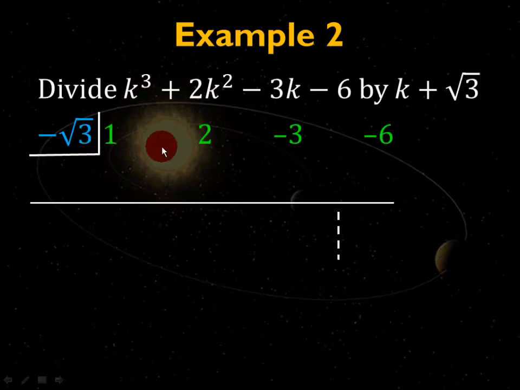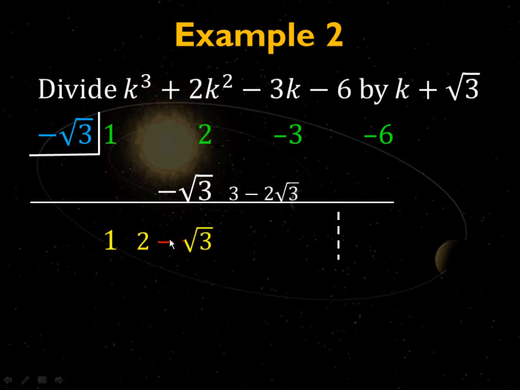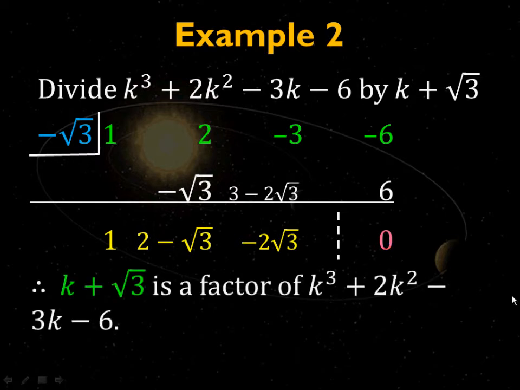So bring down the coefficients, 1, 2, -3, -6, and run the synthetic division. So 1 times negative radical 3 is negative radical 3. 2 minus radical 3 is just that. Now multiply this quantity by negative radical 3. So this gets you 3, which is negative radical 3 times negative radical 3, minus 2 radical 3. Add those together, you get just a negative 2 root 3. Multiply those together, and you get 6. And lo and behold, the remainder is 0. Therefore, k plus radical 3 is a factor of k cubed plus 2k squared minus 3k minus 6.